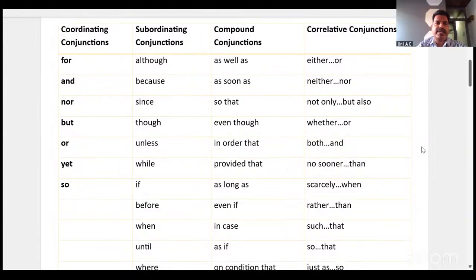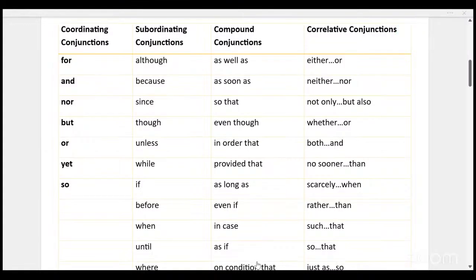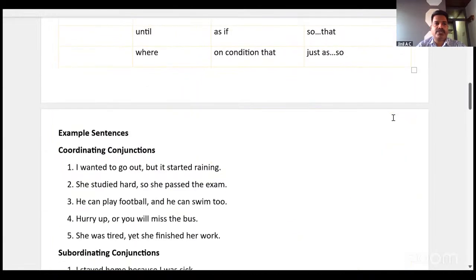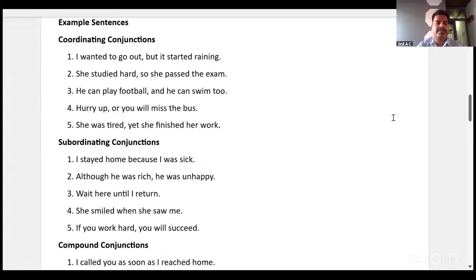So there are these many kinds of conjunctions, and we should be able to use them clearly. If we can use these conjunctions clearly, then we will be able to use sentences properly. So here you have some example sentences. I hope you can see them. Can you all see them?